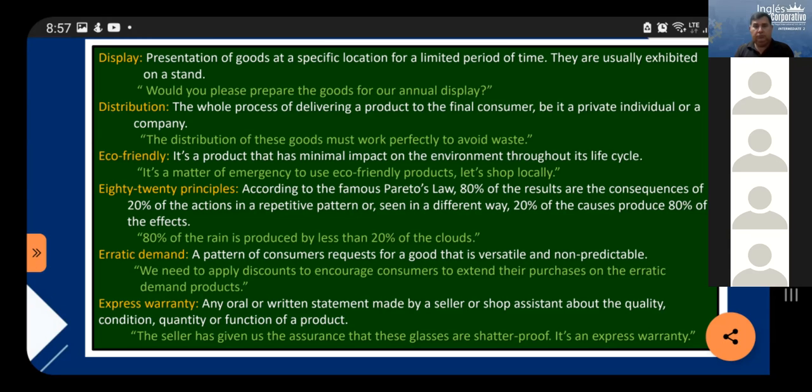Erratic demand. A pattern of consumer requests for a good that is variable and not predictable. We need to apply discounts and encourage.